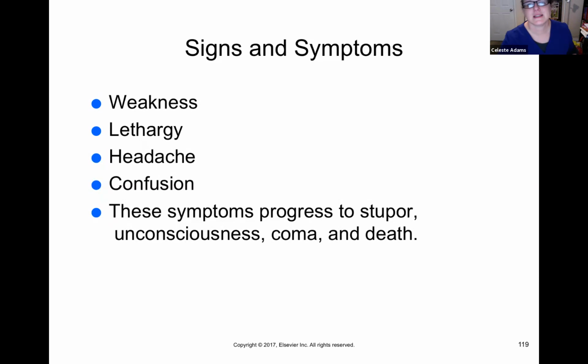So as you can see, this is a metabolic problem, metabolic acidosis, so you don't see a whole lot of respiratory issues here. You're going to see weakness, lethargy, headache, confusion. These are more brain symptoms, not necessarily respiratory symptoms, because you're in metabolic acidosis. Okay, any questions there?